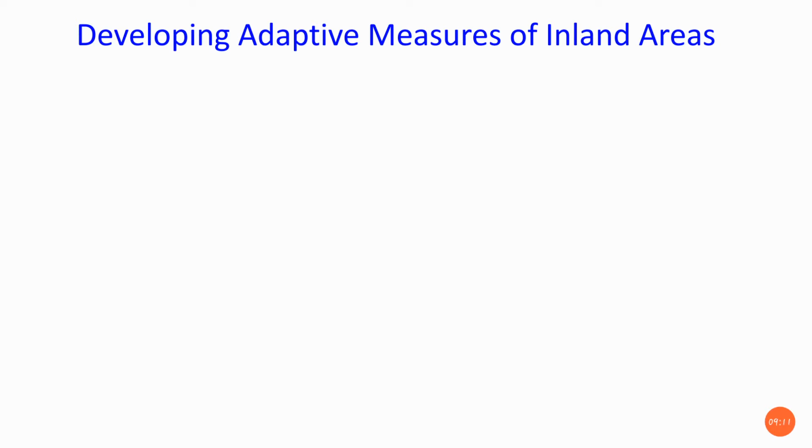So, developing adaptive measures for the inland areas. We have seen the problems coming to the low-lying areas, how we need to mobilize the people, and how to develop different types of resources to help them. At the same time, inland areas are going to be subjected to two mainly, drought as well as heavy floods, and migrating people are also going to be coming. So how do we develop facilities for this?